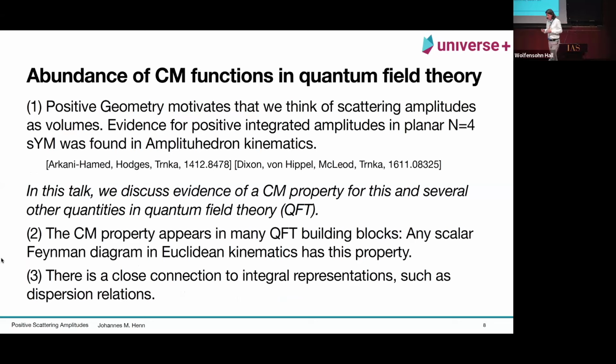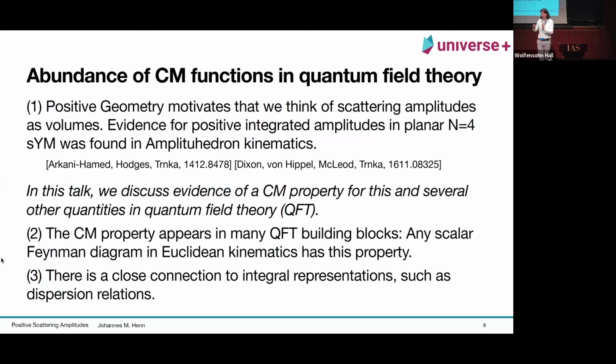But now let me give you a preview of what I'm going to talk about. I claim that this property actually appears in many quantum field theory properties. And for me personally, my original motivation, or main motivation, is something called positive geometry. So in a nutshell, the idea is that certain scattering amplitudes in supersymmetric theories can be thought of as volumes. So volumes, intuitively, and I'm arguing in a hand-waving way, are positive.